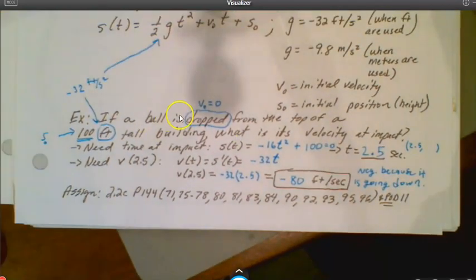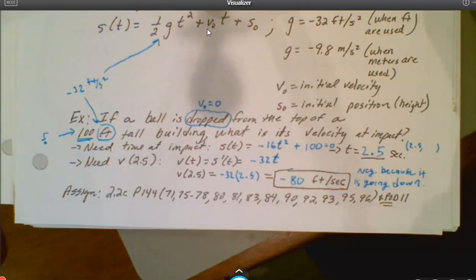So if a ball was dropped, so again, initial velocity is going to be 0 for this. So that's going to be 0. From the top of a 100-foot tall building. So all this stuff we're getting right off the bat that we can plug into this function here. So 100 feet is our initial position that we're seeing right here. So 100 is going to go in for S sub 0.